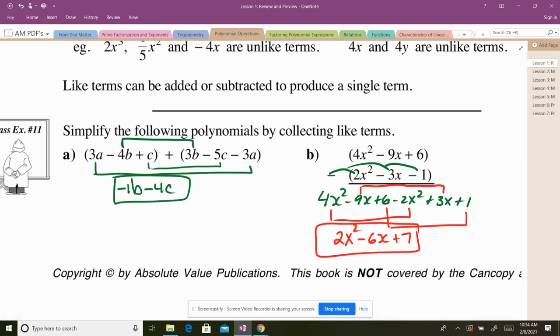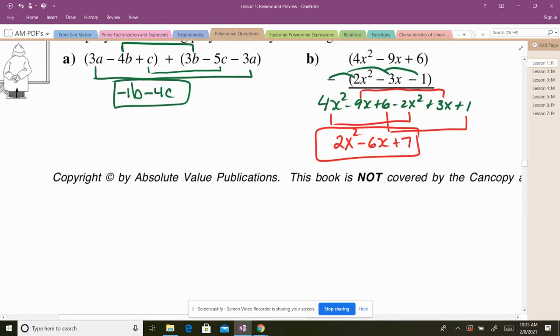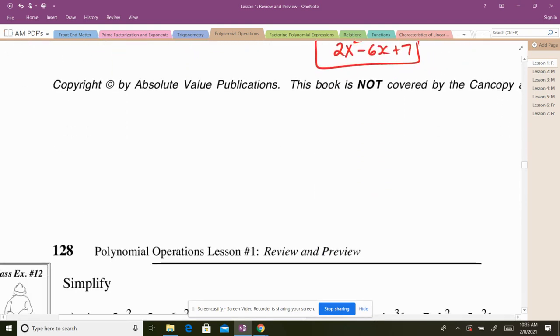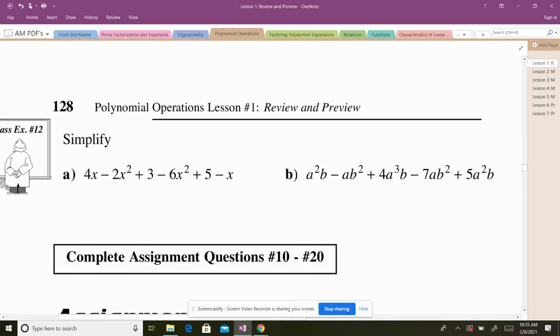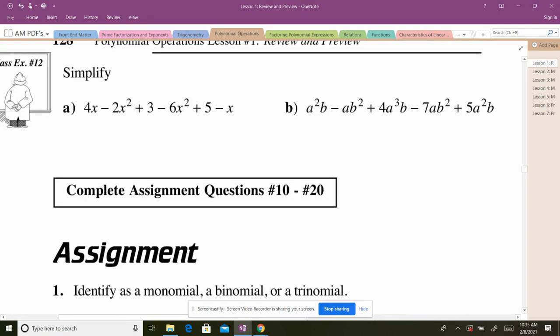Okay, one more question, then this lesson's over. Or 2 more questions, I guess. Next page, these two. All right, we're going to simplify these, which means combine all your like terms. So 4x and then negative x. What does that become? 3x. Remember, always take the sign in front.